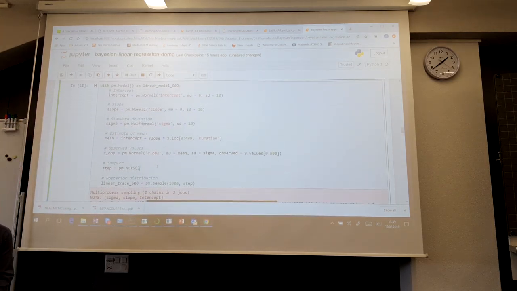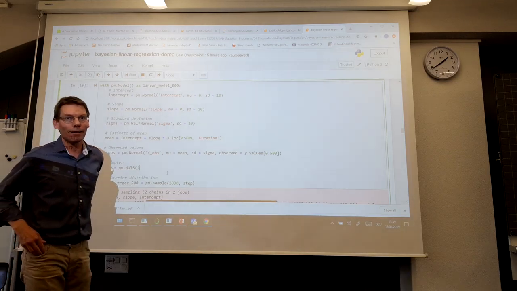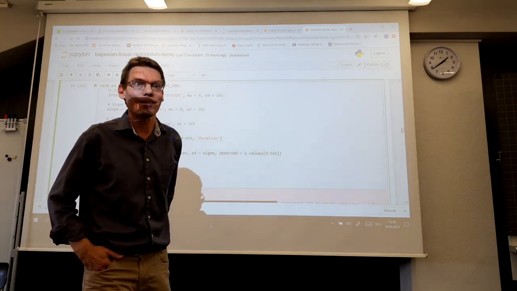Okay, now to calculate the posterior, you need very powerful samplers. And this is called NUTS. It's not nuts as in crazy, it means also NUTS. It means No-U-Turn Sampler. And writing good samplers for probability distributions is an art in itself. It's a science in itself.